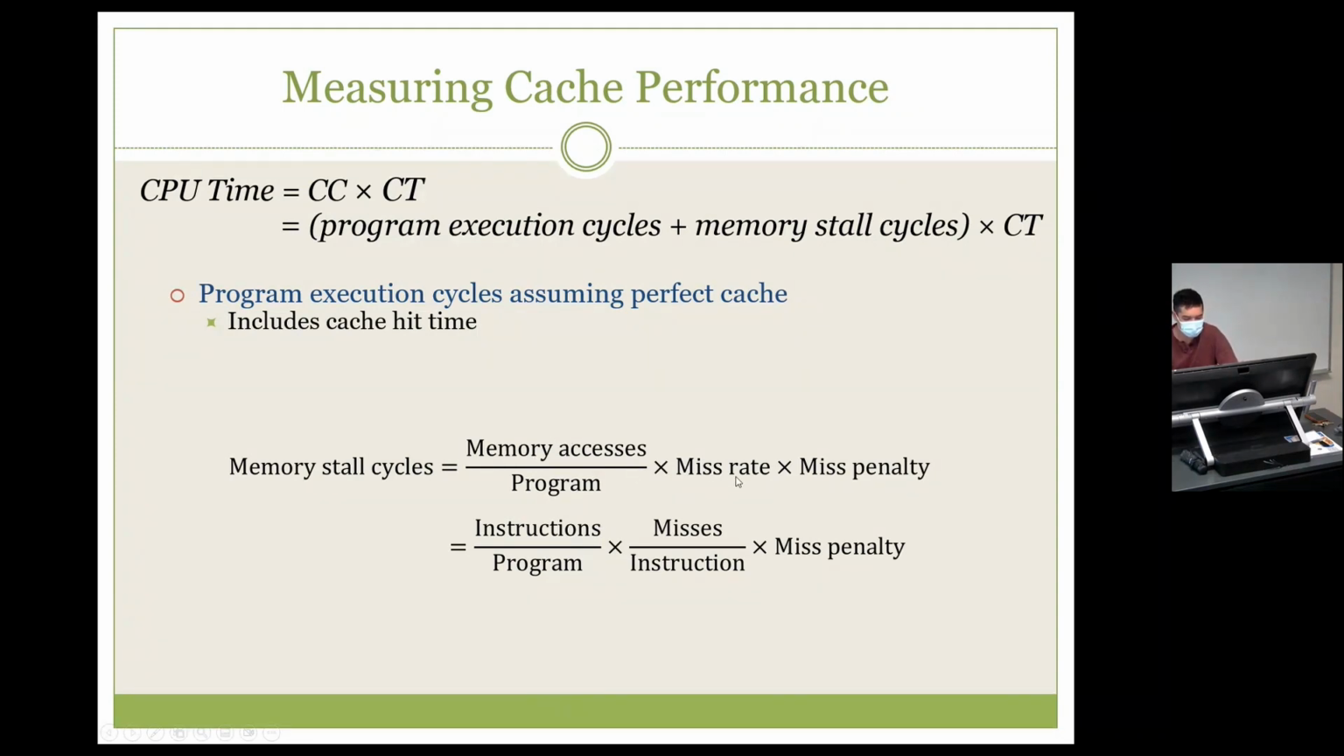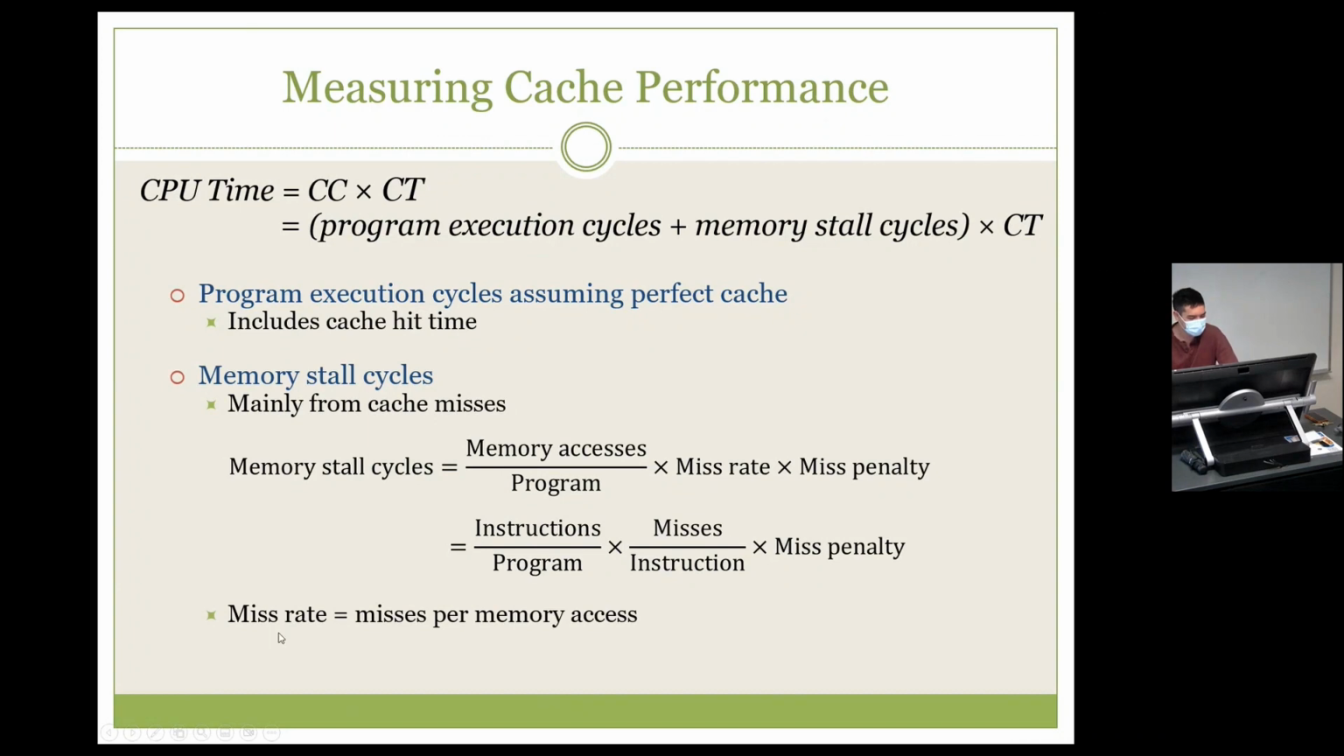This can also be broken down to something like this. Your total instructions for the program times the number of instructions that resulted in a miss, times the miss penalty. So this miss rate is misses per memory. That makes sense? How do I calculate the number of memory stall cycles?